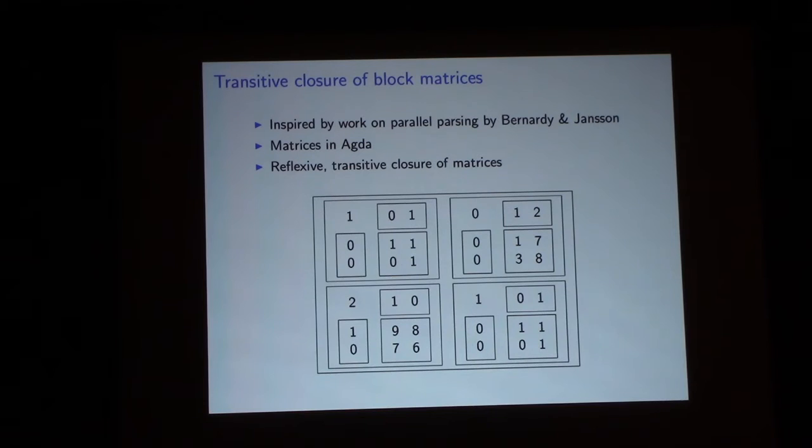Jean-Philippe Bernardi and Patrick Johnson did some work on implementing Valiant's parsing algorithm in Agda, where they had an encoding of matrices and did interesting things with it. And this work is structured in the same way as that, but with a more general matrix implementation. So I'll show you matrices in Agda, and this is an example of how the structure of them looks. And I'll finish with an implementation of the reflexive transitive closure of matrices. That looks like this.